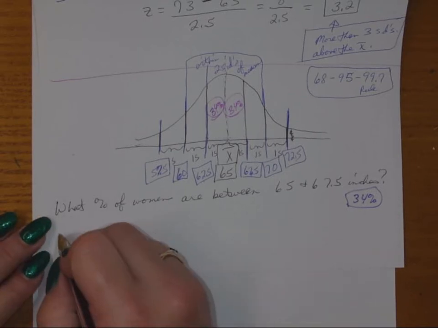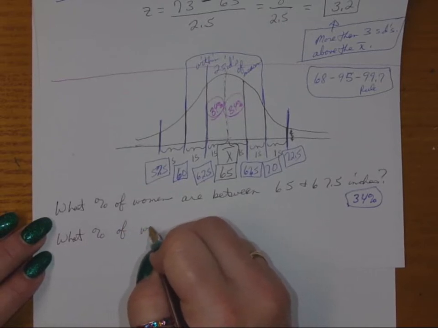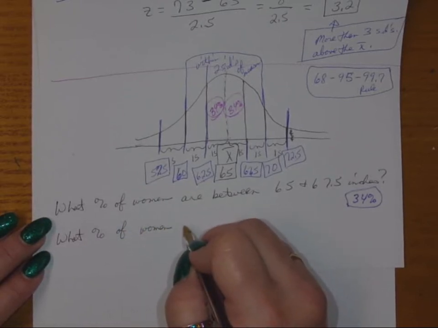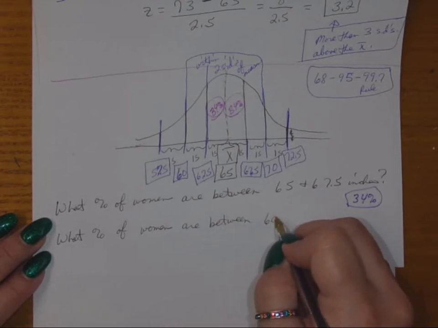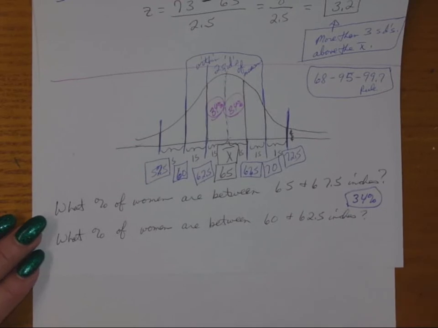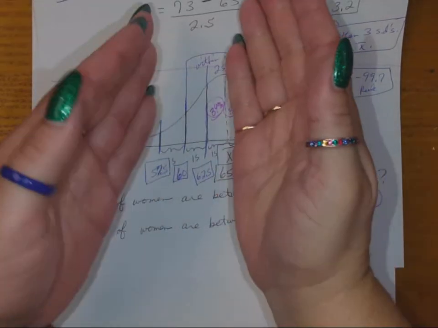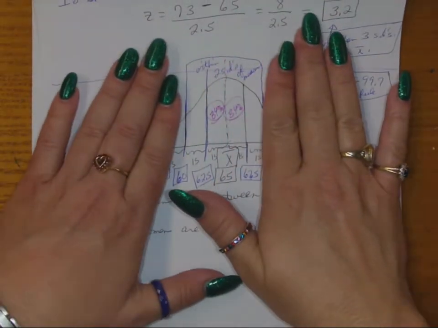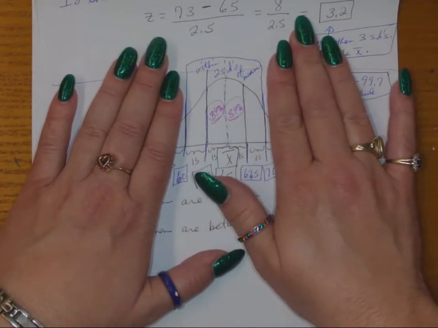Okay, what percentage of women are between 60 and 62.5 inches? And notice for our sakes, hopefully these numbers they're giving me are actually the breaking points that I already have on my graph between 60 and 62, right? Percent right there. Well, remember that was the 95% because it's within 2 standard deviations.